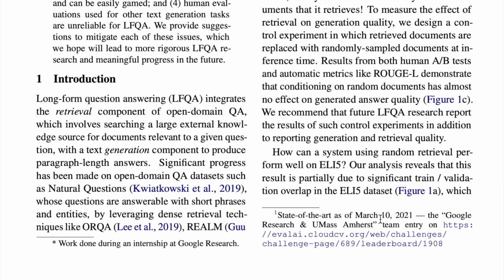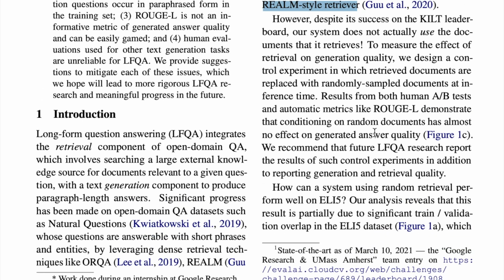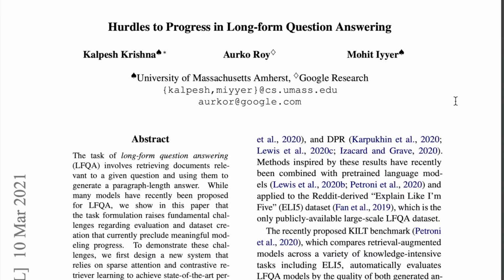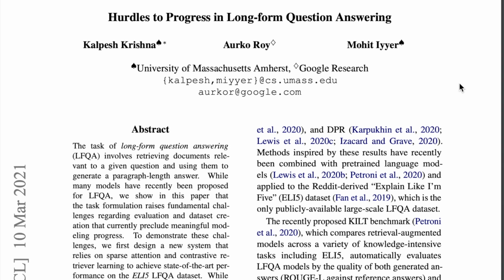So that's a more specific detail. Yannic Kilcher has made a video that dives into this paper if you're curious about REALM. So they're showing that conditioning on this context isn't really improving performance. We have 19, and I think lower is better based on interpreting this. They say that 19 compared to 25 using random context as the background. And then finally, annotators find it difficult to judge long answers with repetition and correctness of technical content. So it is difficult to construct these datasets. This is an interesting paper, and I'm definitely excited to read more into this, Hurdles to Progress in Long-Form Question Answering.